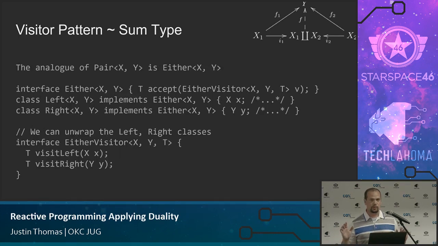Okay, so we talked about pair xy. I want to talk about either xy, which is the dual of pair. Basically, pair xy is x and y. Either xy is x or y. So now we can model, there is no either that I've found out there, like in Apache Commons or anything like that. And I think the fact that we have pair and we don't have either shows that our programming languages bias us towards products. It makes those really easy to construct.